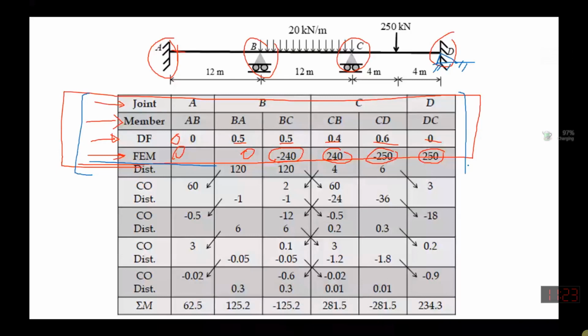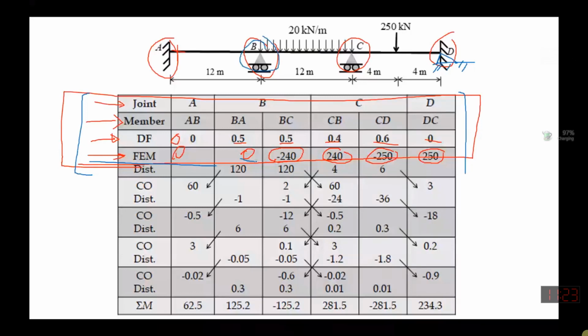Okay. Now, the next step is very important. Remember why I stopped and emphasized this is the information we got. Now, next you will find out the unbalancing moment on the joints. If you see, this is joint B. How much is the unbalancing moment on this joint?